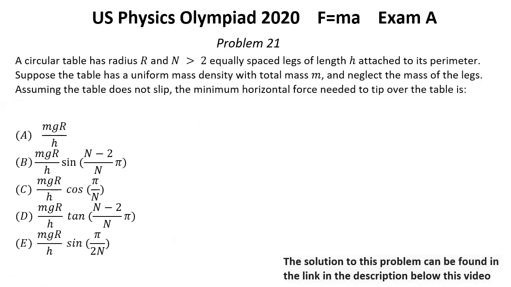Problem number 21. A circular table has radius r and n greater than 2 equally spaced legs of length h attached to its perimeter. Suppose the table has a uniform mass density with a total mass m and neglect the mass of the legs. Assuming the table does not slip, the minimum horizontal force needed to tip over the table is, next one.